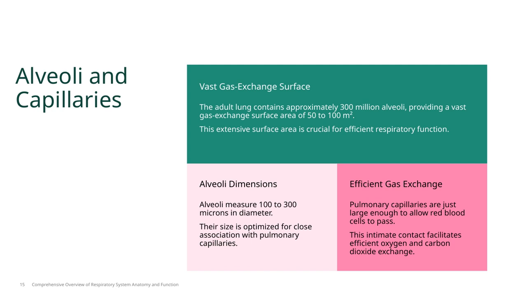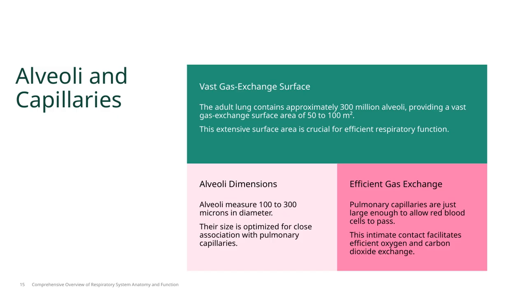Speaking of capillaries, they are just large enough to allow red blood cells to pass through in single file. This tight fit is no accident. It maximizes the surface contact between blood and alveolar air, facilitating rapid and effective exchange of oxygen and carbon dioxide.